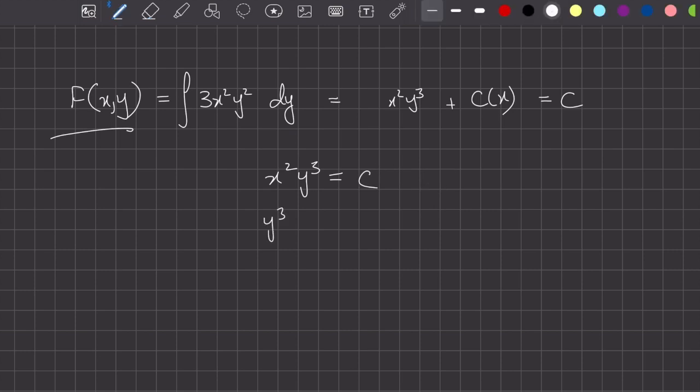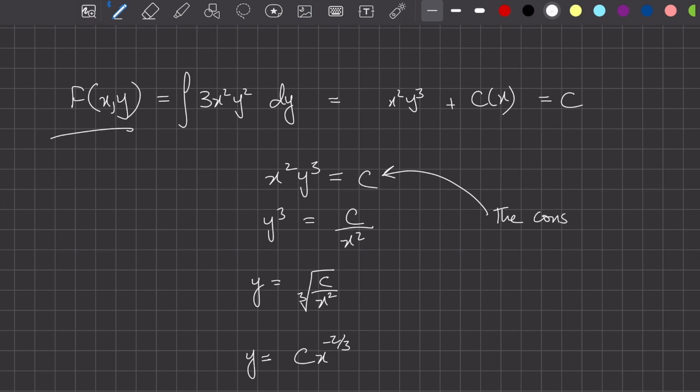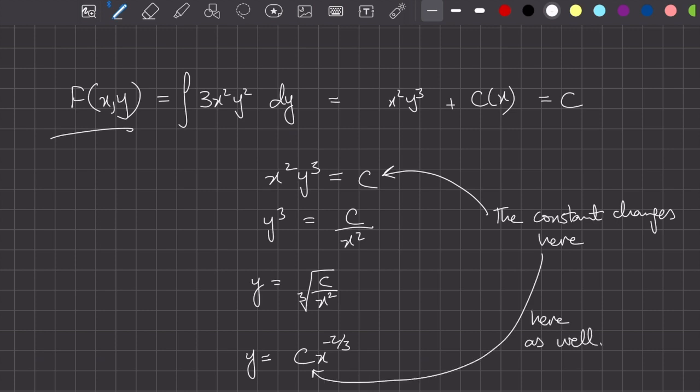Divide x squared on both sides, which makes y cubed equal to c over x squared. Take the cube root on both sides, which makes the left side y, and expand it on the right side to get c times x power negative 2/3. That is our final answer. It is to be noted that the constant changes here, as we are subtracting another constant from it. And here as well, since we are taking the cube root of it. It is always a good thing to make a note of it, or you can choose a different letter for it.